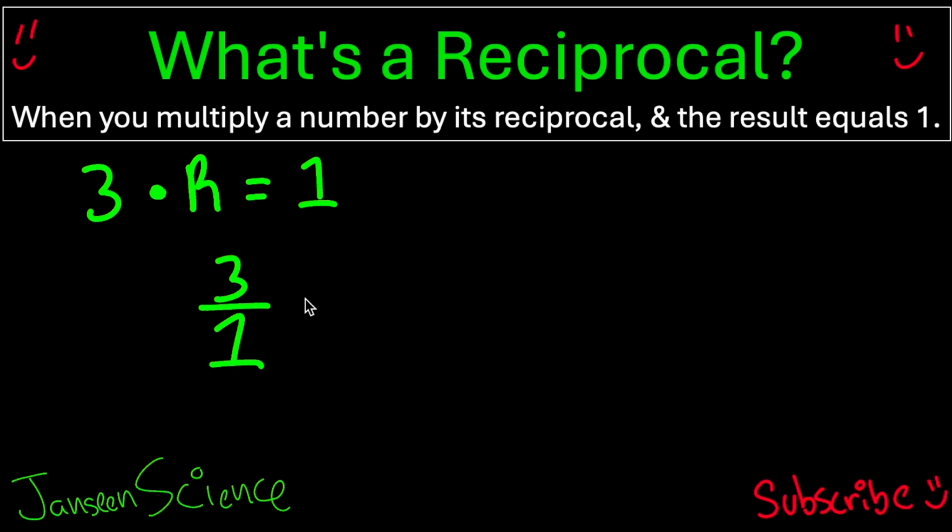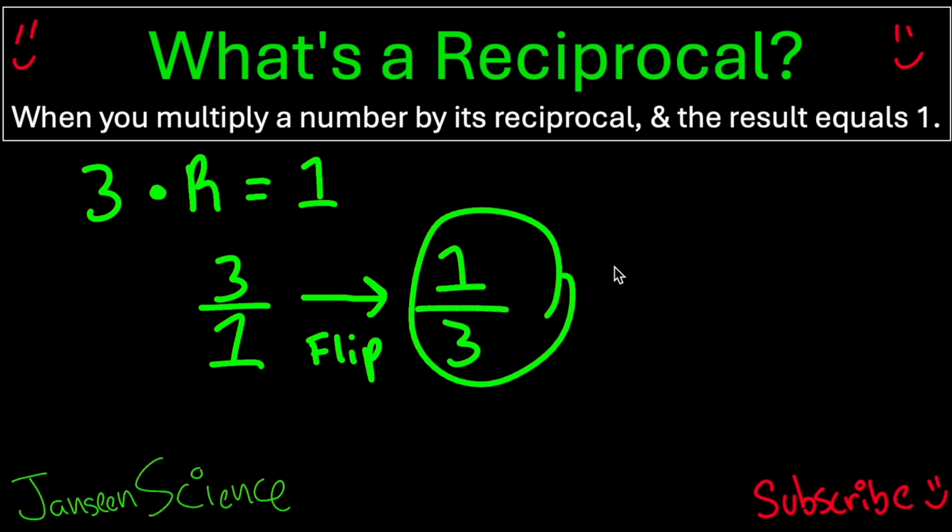Next, we want to flip the fraction. So it's going to be 1 over 3. And that is your reciprocal. It's 1 over 3. And I'll write it up here. R equals 1 over 3.